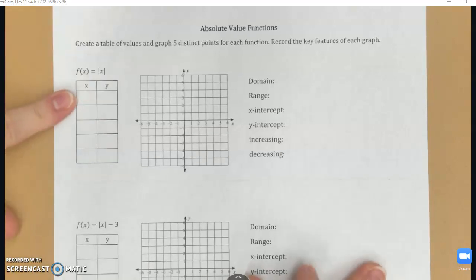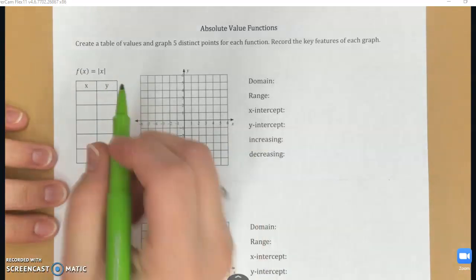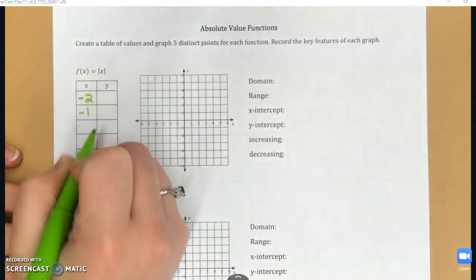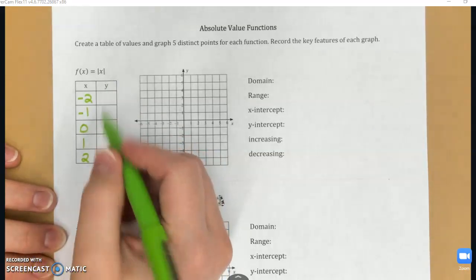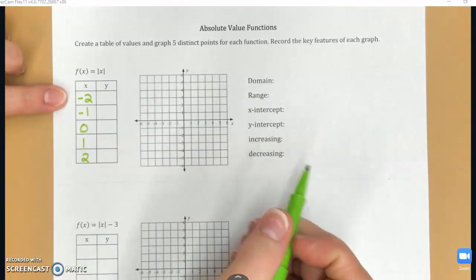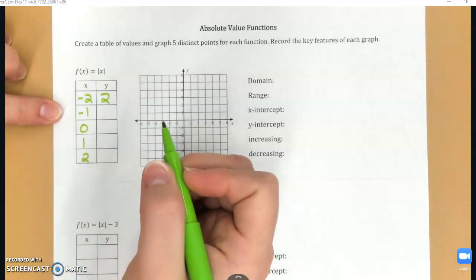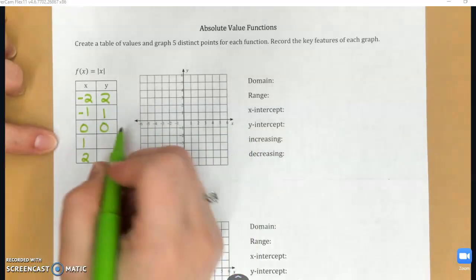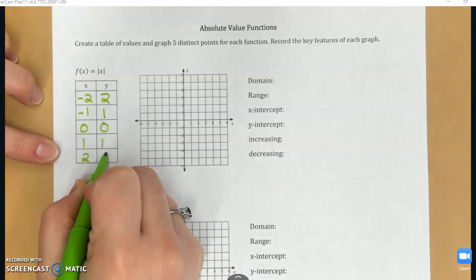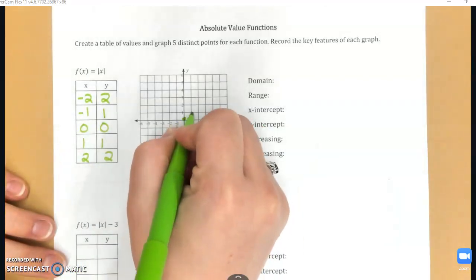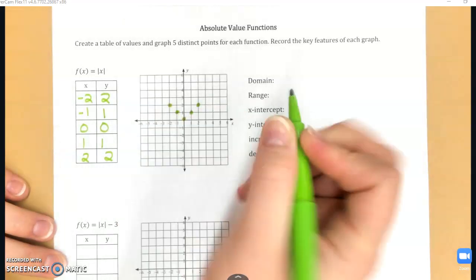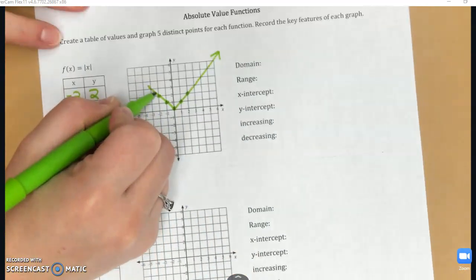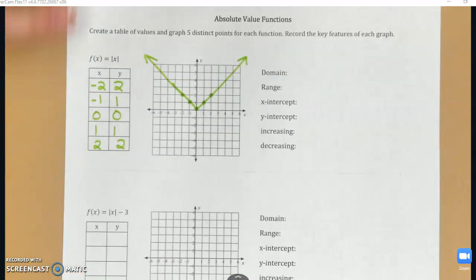So, as I said, we're going to start off with just our normal parent function, absolute value of x, and to determine where I'm going to graph this, I'm going to put some values in my xy table and find my outputs and then plot those on my graph. So the absolute value of -2 is 2, the absolute value of -1 is 1, absolute value of 0 is 0, absolute value of 1 is 1, and the absolute value of 2 is 2. So here are my 5 points that I'm going to plot. Oops. And there is my parent function.